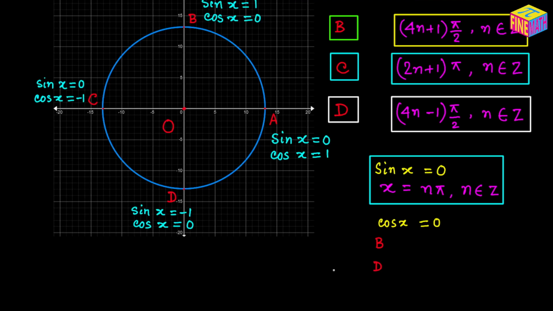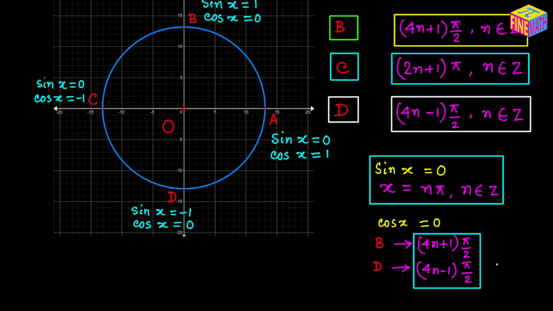Now what is the amount of angle when the ray is at position B? I have the summary note up here on the top right corner. So at position B, the amount of angle is 4n plus 1 times pi over 2. And when the ray is at position D, the amount of angle there is actually 4n minus 1 times pi over 2.